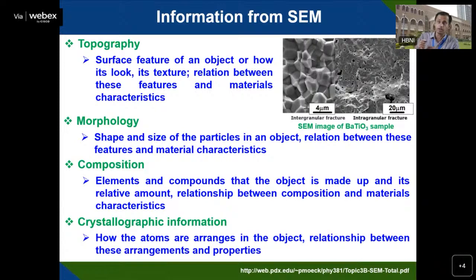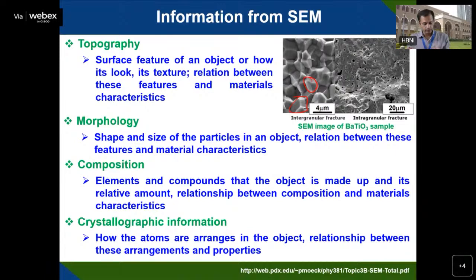So those features, you are able to see the topography, and in addition you can measure the size of these grains, and you can also get an idea about the shape of this particular structure. In addition, it can also give the composition of the elements or compounds that the object is made up of. So if you have copper oxide, you can get information about copper and oxygen, how much copper and how much oxygen is present. So those things you can quantify also.